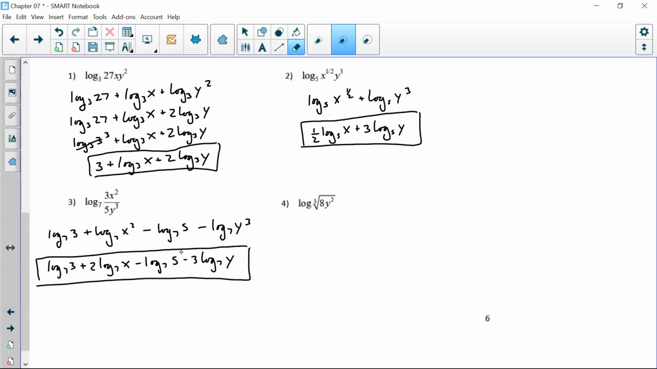Now, for problem number 4, we have that cube root. I don't really want that cube root. That cube root is the same as raising to the 1/3 log of the quantity of 8y squared.